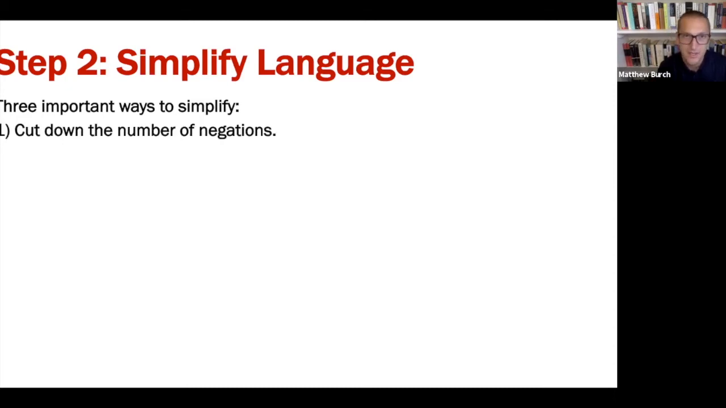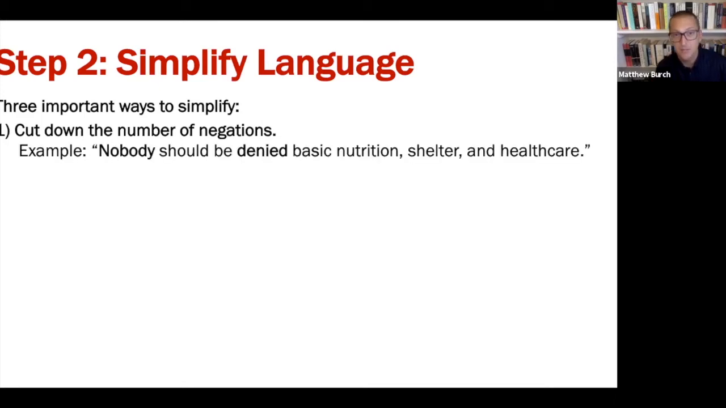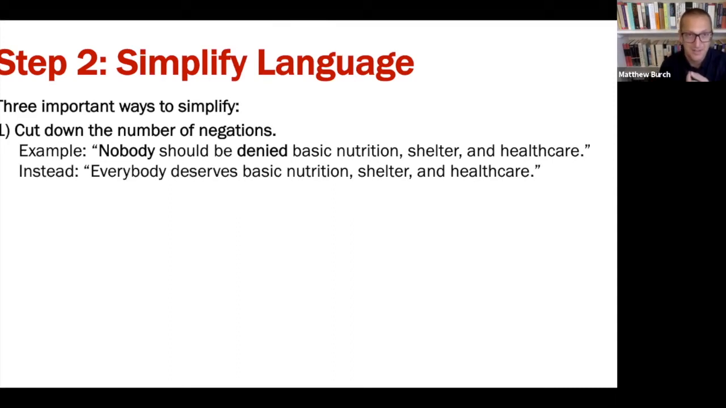First, cut down on the number of negations that you use. For example, nobody should be denied basic nutrition, shelter, and healthcare. So nobody is a negation, and denied is a negation, because when you deny someone something, you're saying you cannot have it. So you can take those two negatives and make a positive and rewrite the sentence like this.